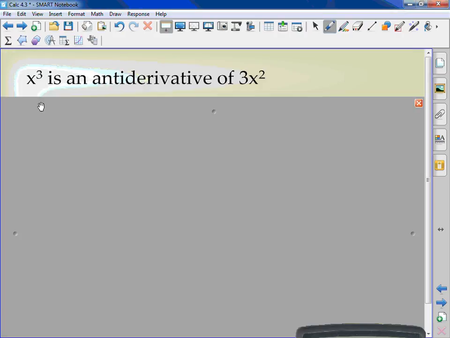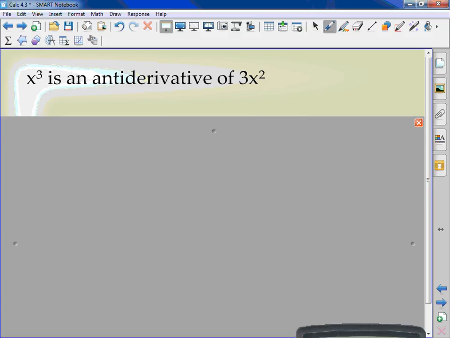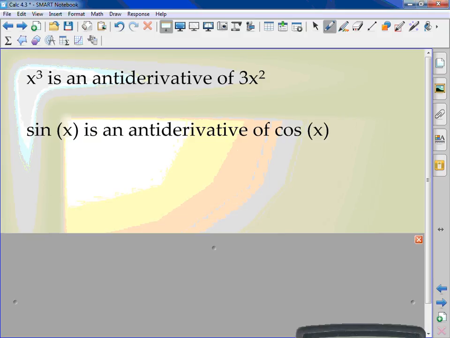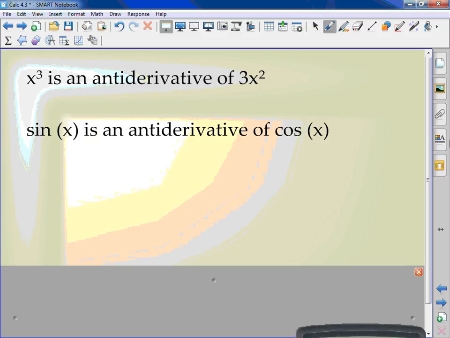So, x cubed is an antiderivative of 3x squared. Sine of x is an antiderivative of cosine. Any antiderivative x cubed plus c will be any antiderivative of 3x squared. Sine of x plus c is the antiderivative of cosine.